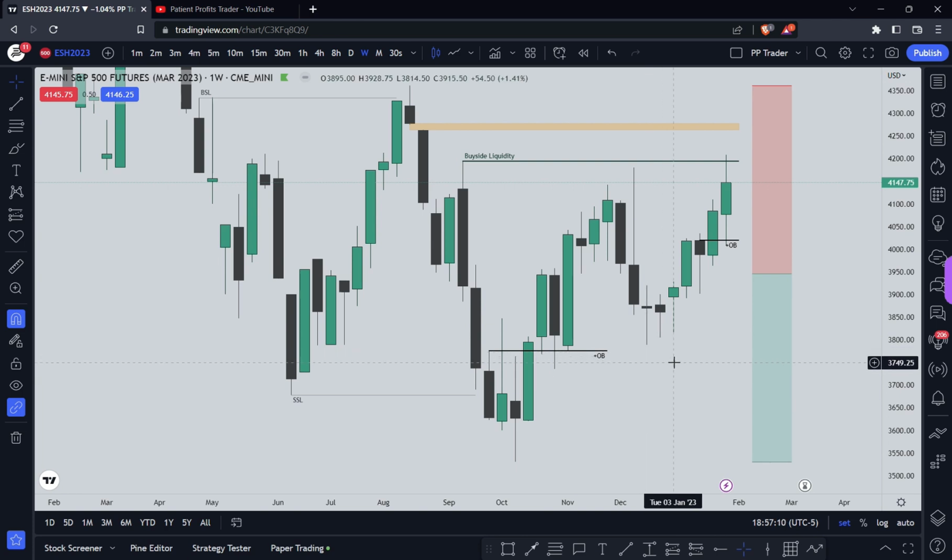It's either moving from a liquidity pool to a liquidity pool, or it's moving to an inefficiency, a fair value gap, a volume imbalance, or a weekly opening gap. That is what draws price. And so whenever I start doing my analysis for the week, I always ask myself, what is the most obvious draw on liquidity? Who is likely in the crosshairs?